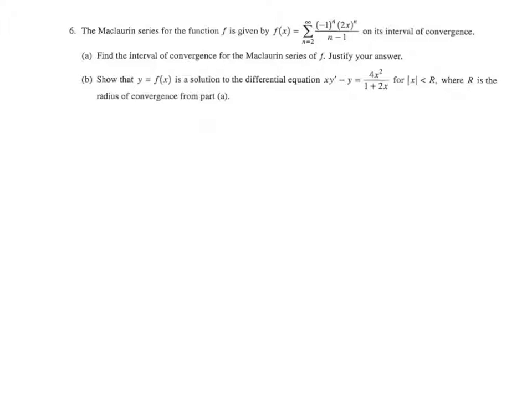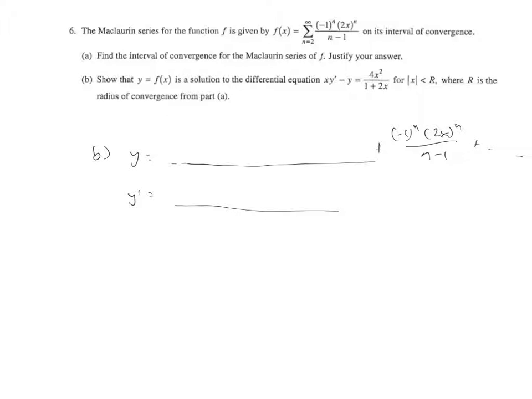And then what you're going to want to do is plug that information in. So in part B, you're going to have y equals, and you're going to have a polynomial with that, and then plus (-1)^n, 2x^n over n minus 1. And that's just blotted out. It continues on. And then you're going to have an expression for y prime as well, and it's going to involve the derivative of that.